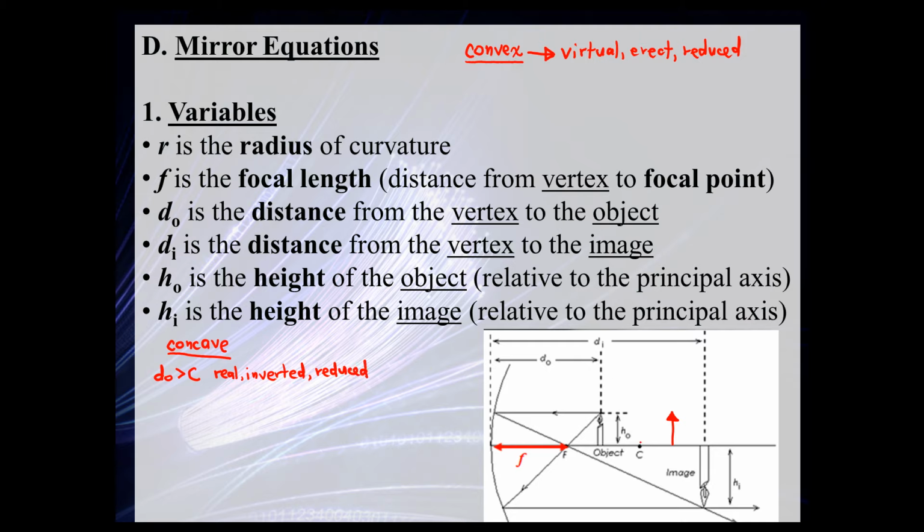If we take the object and then we put it directly on the center of curvature, so I could say DO is equal to C, your image will again be real. The orientation should be inverted. And this is kind of a tough result to get, but technically speaking, if it is directly on the center of curvature, the size of the object and image should be the same.